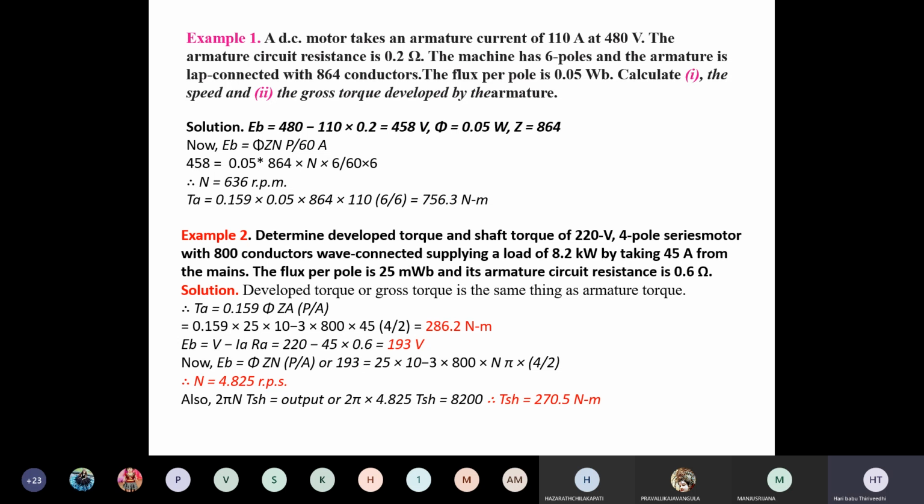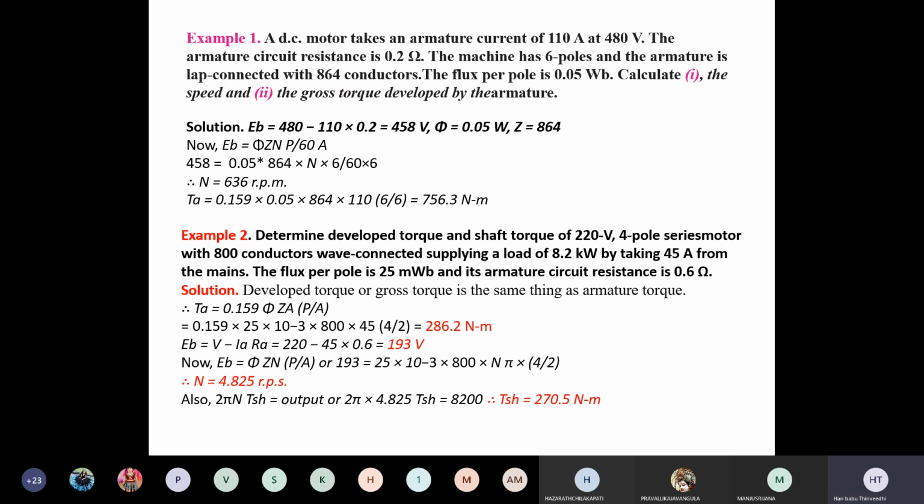Suppose it were a shunt motor, then IL is not equal to IA. But it is a series motor, that's why IA is equal to IL is equal to ISC, which is 45 amperes. Therefore, 0.159 into 25 into 10 power minus 3 into 800 into 45 into P by A. By calculating all these things, we are getting armature torque is equal to 286.2 Newton meter.